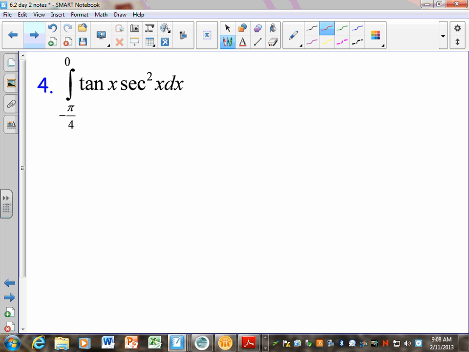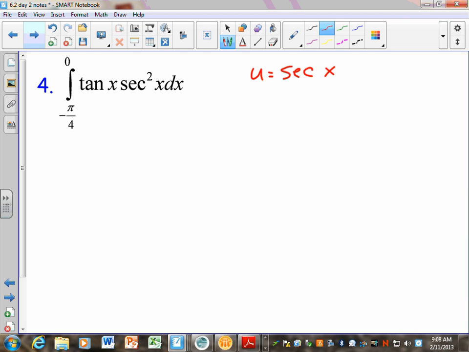If you use my advice about not picking one that has a chain rule problem, do you agree you're not going to pick secant squared as your u value ever? Because to take the derivative of secant squared, do you agree that's chain rule? It'd bring the 2 out front. You're never going to pick that, which means you're either going to pick tangent or you're going to pick secant. Let's try one. Which one do you want to pick?